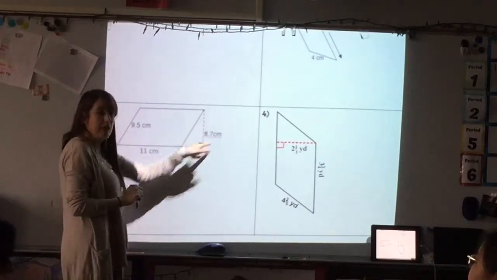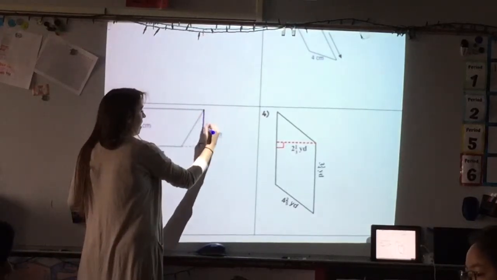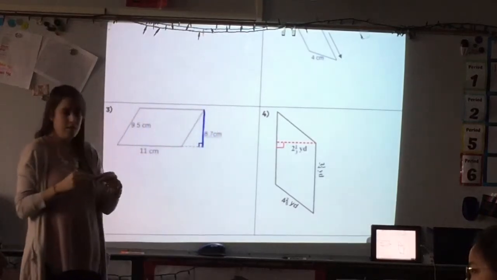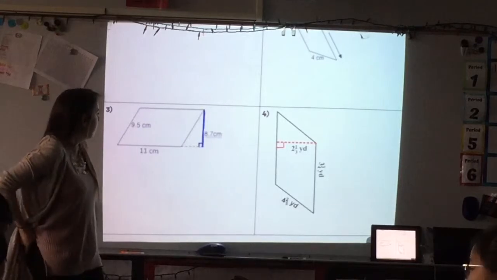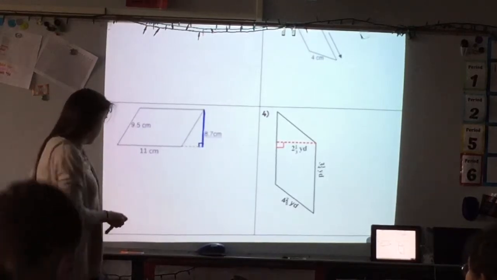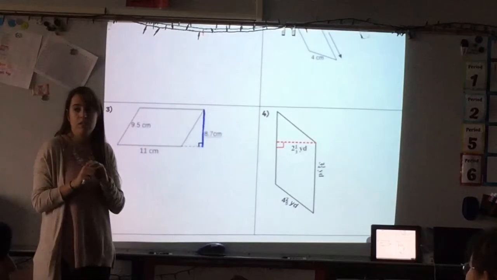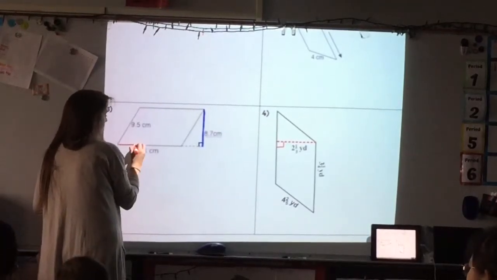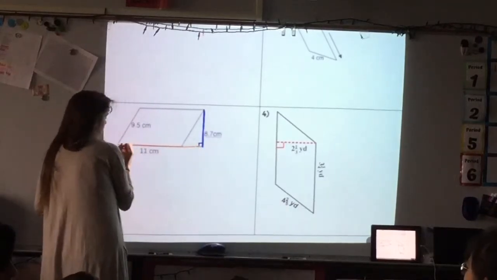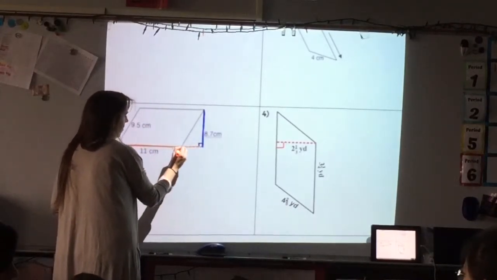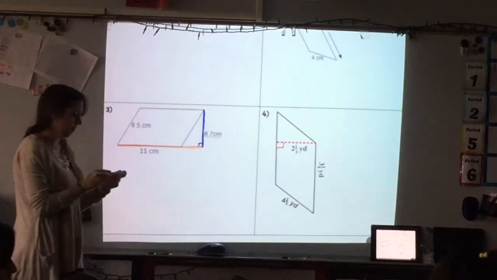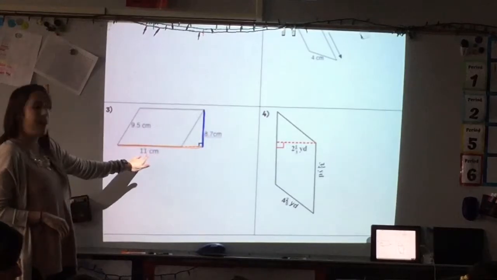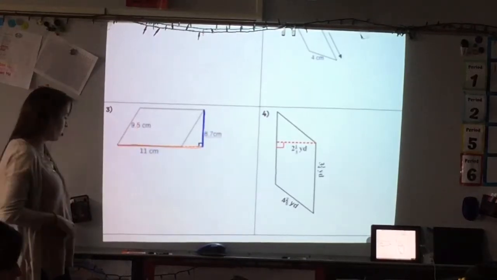The right side. Okay, so I'm going to highlight right here where that dotted line is. That is our perpendicular height. Which side is that 90 degrees connected to? The bottom. So I'm going to highlight this measure on the bottom here. So we know our height is the 8.7, our base is the 11, this 9.5 is extra information.